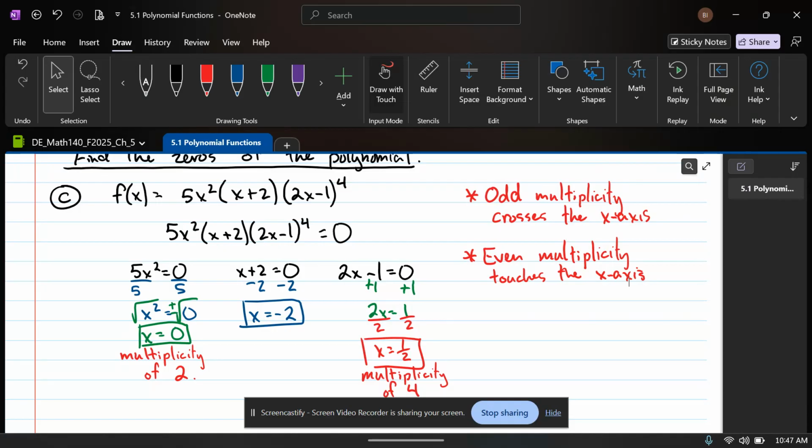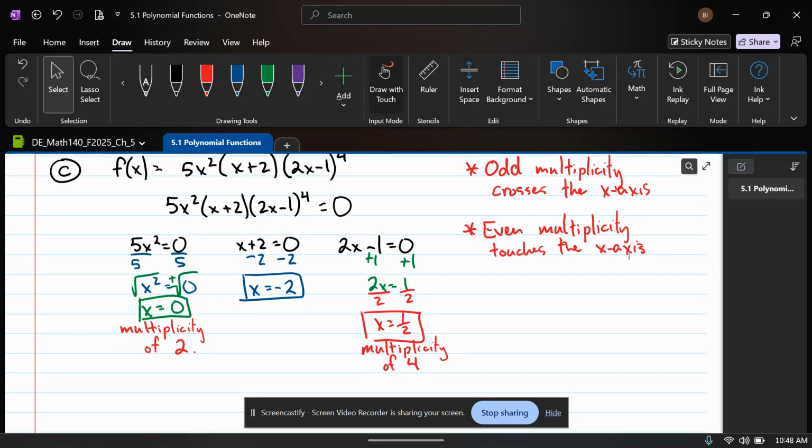Y'all remember doing that in Algebra 2? We talked about that some in Algebra 2. It's a bigger emphasis in college algebra. Okay? So that multiplicity affects the graph. Even multiplicity touches or bounces off the x-axis. Odd multiplicity crosses. That's going to be helpful when we start looking at a graph and having to build an equation from it. That's coming up.